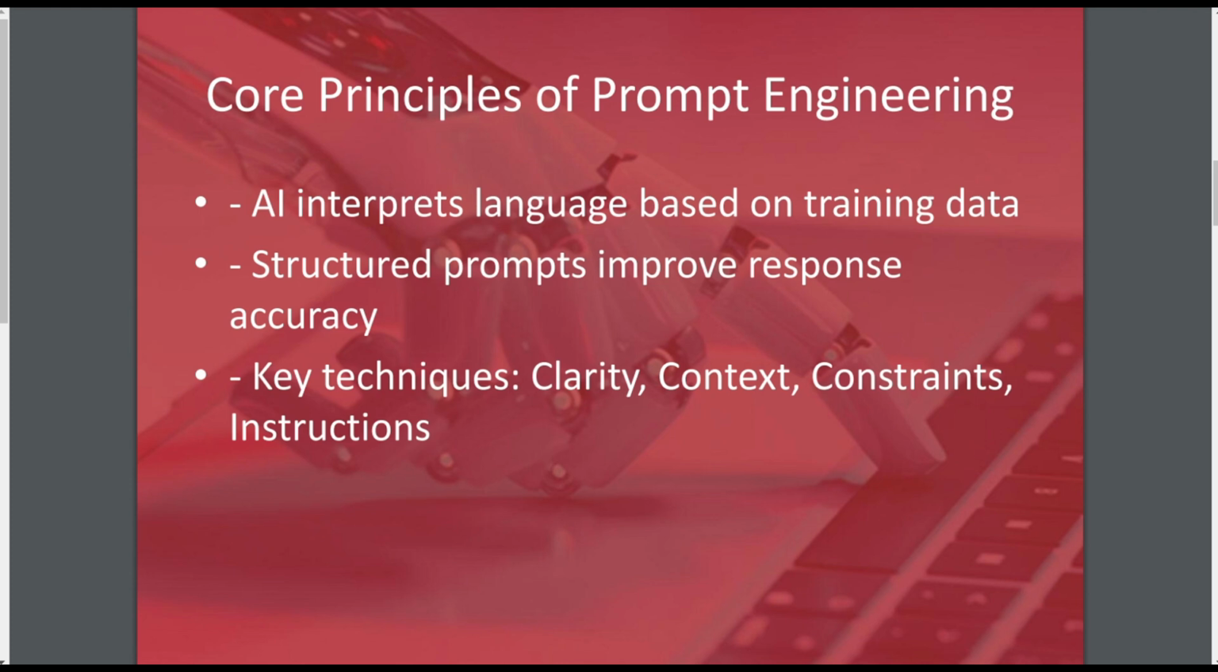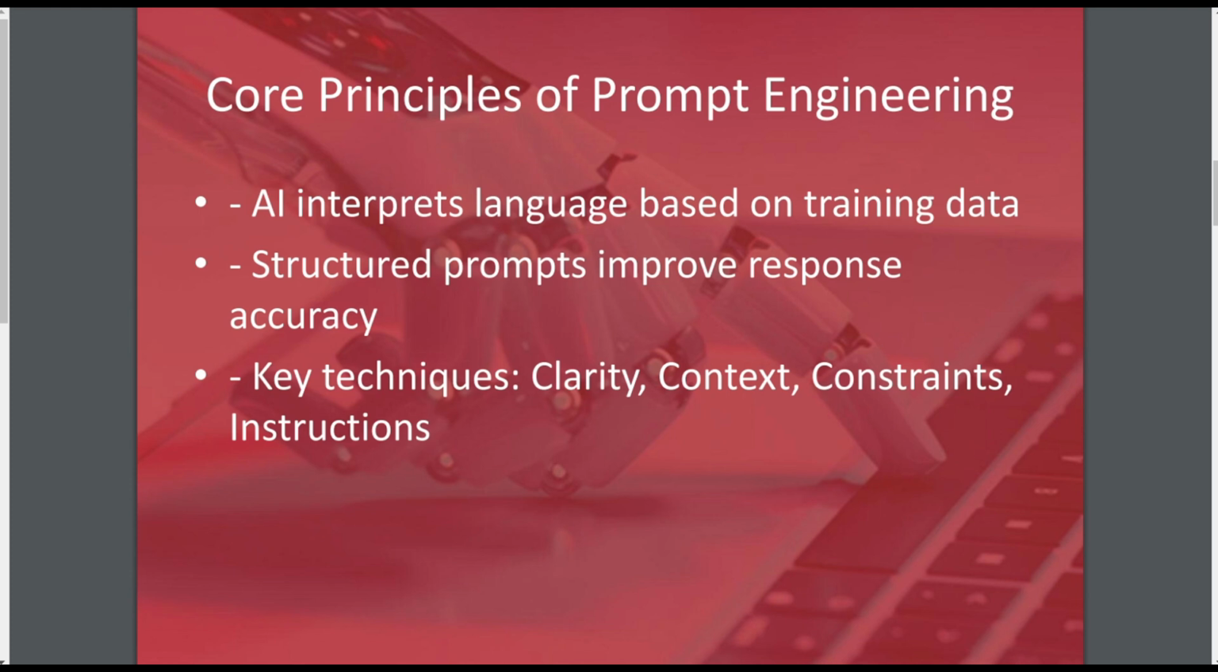So let's look at the core principles of prompt engineering. I want you to understand, number one, how does AI actually interpret prompts? AI interprets language based on training data. So number one, there is what is called tokenization, word to neural vector, and context window. In other words, a structured prompt improves response accuracy. That is what we are talking about there.